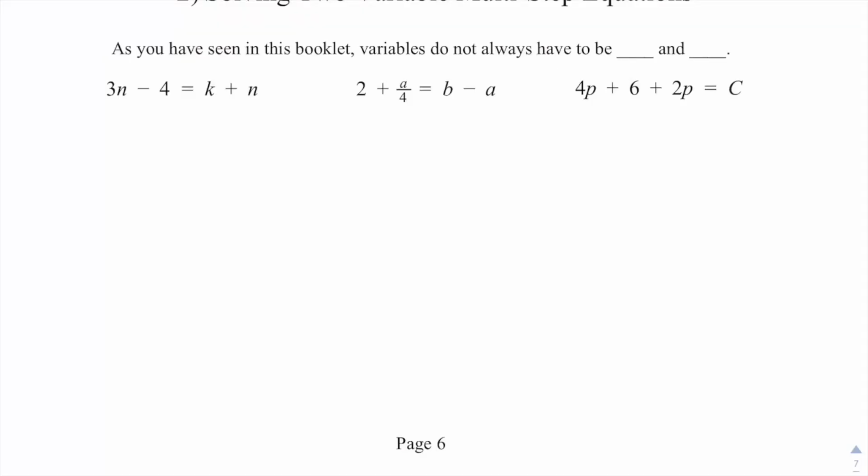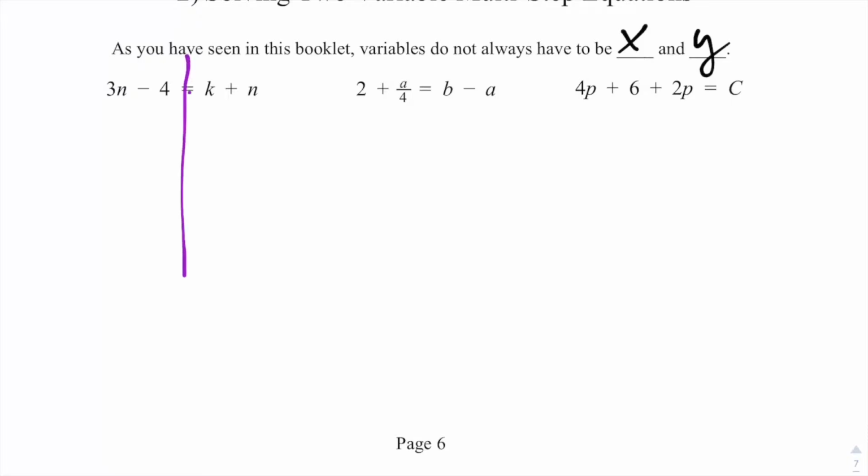As you've seen in this booklet, variables don't always have to be x and y, okay? So just don't freak out if you see different things besides x and y. It's still a variable. It still stands for some type of real number. So don't freak out about it. All right, so let's take a look here at some examples. Use some of the skills we've picked up in this booklet.